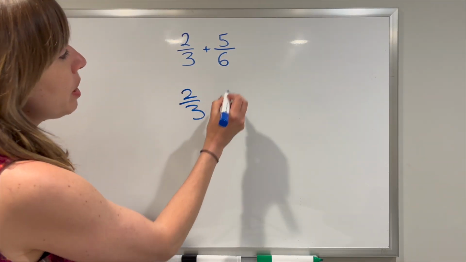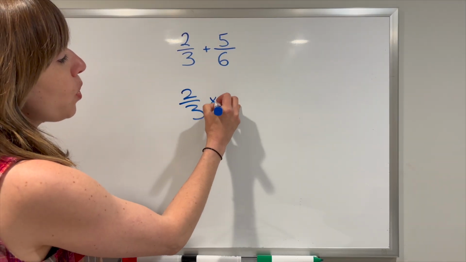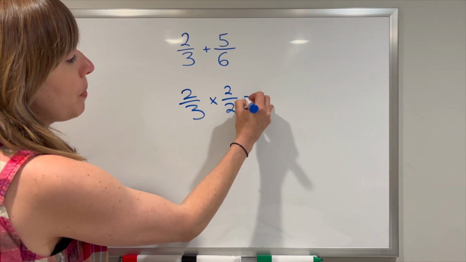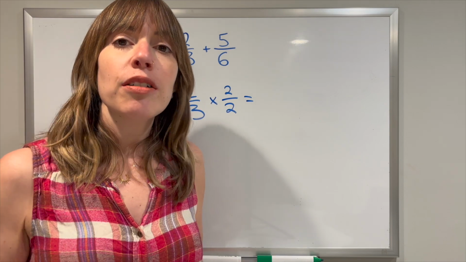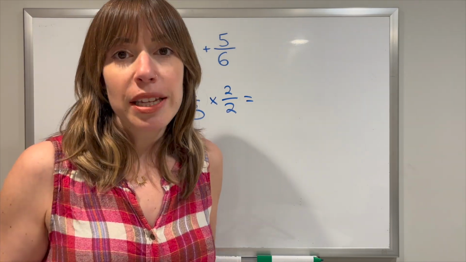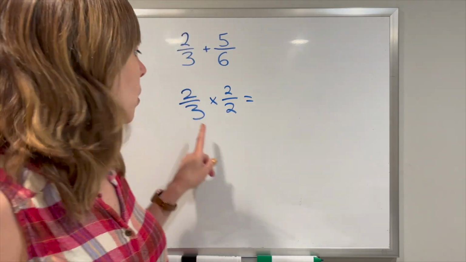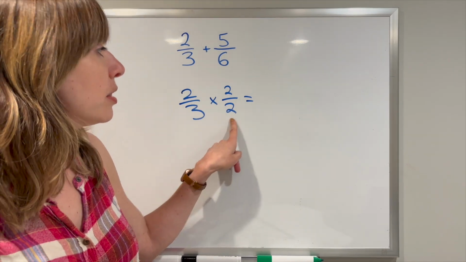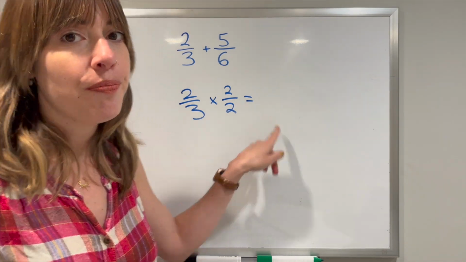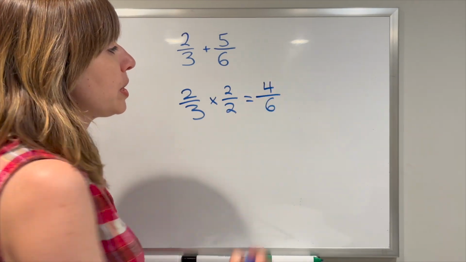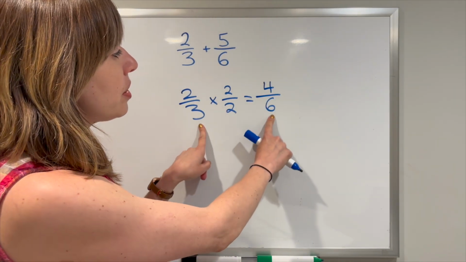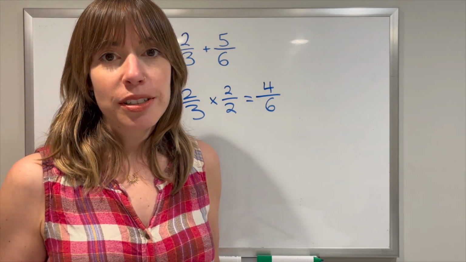2/3, if we want to make it into sixths, we multiply the whole fraction by 2/2. Because 2/2 is equivalent to 1. Anything over itself is 1, because anything divided by itself is 1. And when we multiply a quantity by 1, the quantity remains the same. So even though it will look different, 2 times 2 is 4, 3 times 2 is 6, these two fractions are still the same amount.